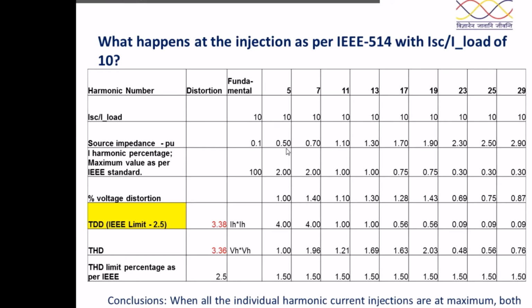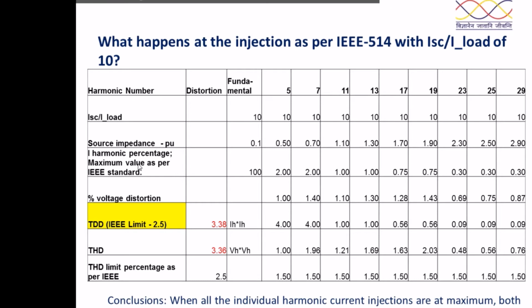Now, corresponding to the 5th harmonic, XL is equal to 2 pi FL. At the 5th harmonic, this 0.1 per unit becomes 0.5 per unit, assuming that the source impedance varies proportionally to the frequency. At the 5th harmonic the impedance becomes 0.5 per unit, at the 7th it becomes 0.7, and at the 29th it becomes 2.9 per unit.